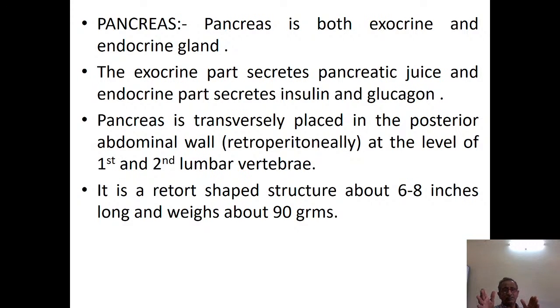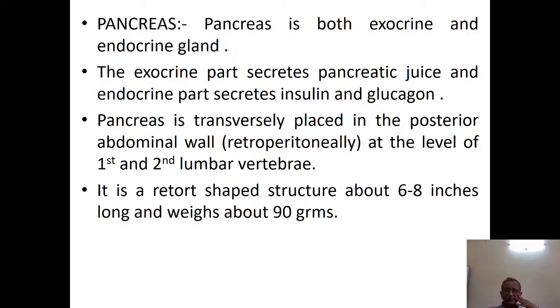Then the blood that has come through the hepatic artery passes through the lamina of the hepatocytes, then reaches the central vein. From there it is collected into the hepatic vein, and this hepatic vein joins the inferior vena cava. So that's about the liver.